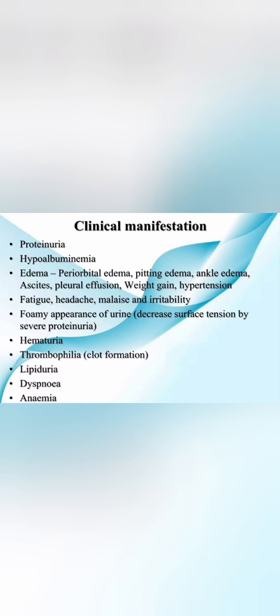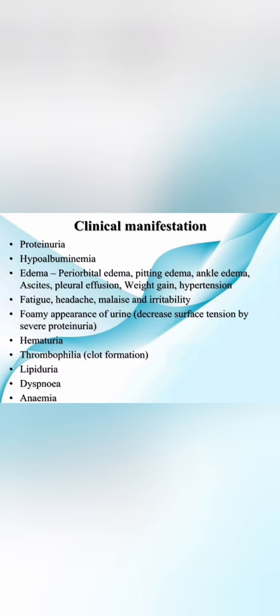Next we are on the clinical manifestation. In that, the patient may experience proteinuria. Already said, 3.5 grams of protein daily will be eliminated. And next, hypoalbuminemia, edema. In edema, the patient is having periorbital edema, pitting edema, ankle edema, ascites, pleural effusion, weight gain, hypertension.